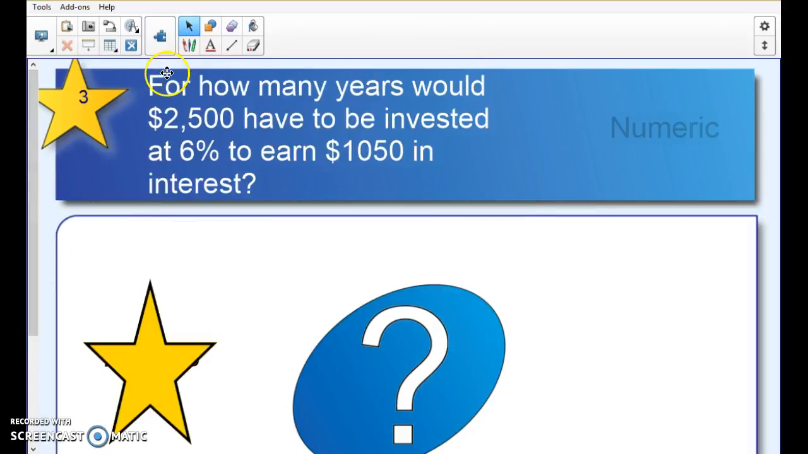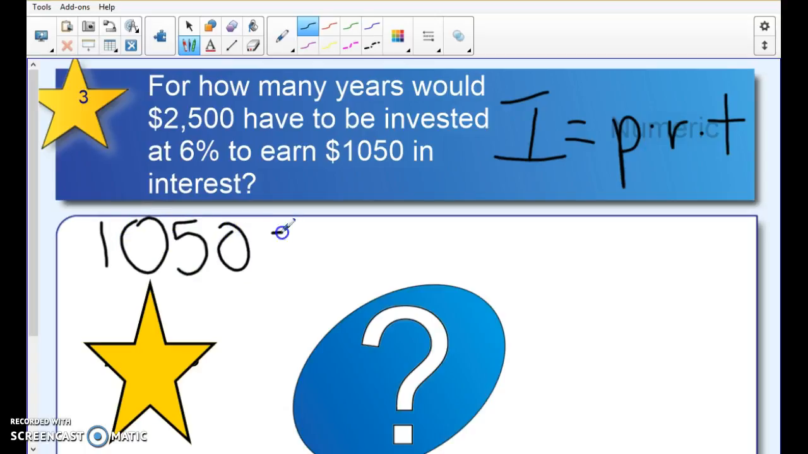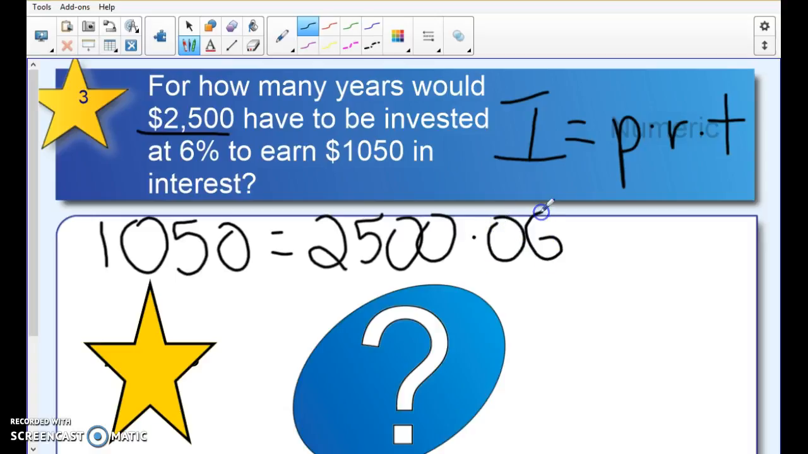All right, next problem. For how many years? So now I know I'm finding my years. Turn my formula back up on top here. How many years would $2,500 have to be invested at 6% to earn $1,050 in interest? All right, it says right there, $1,050 is my interest. My principal, it says I'm depositing $2,500. It gives me my rate at 6%, which is 0.06. And I don't know my time, so I'm going to put an x there.